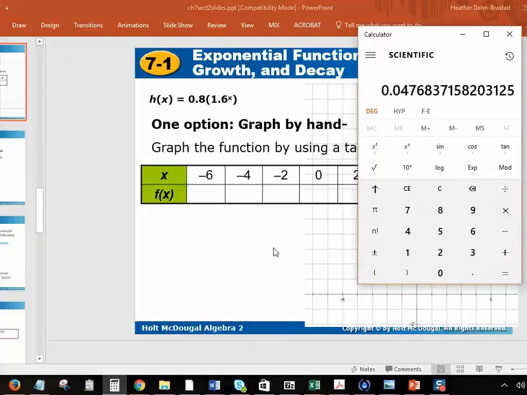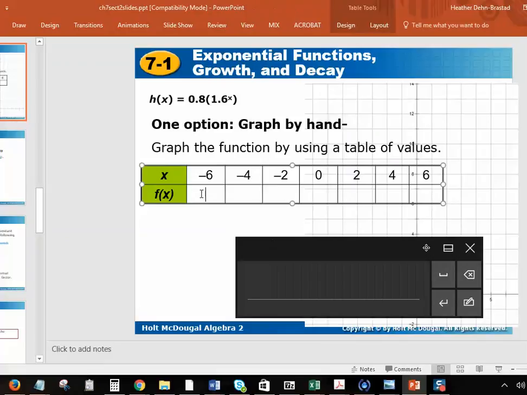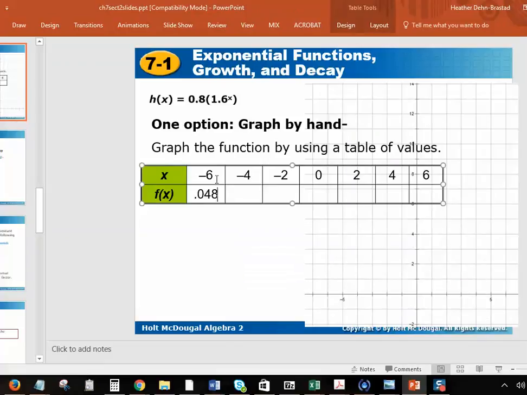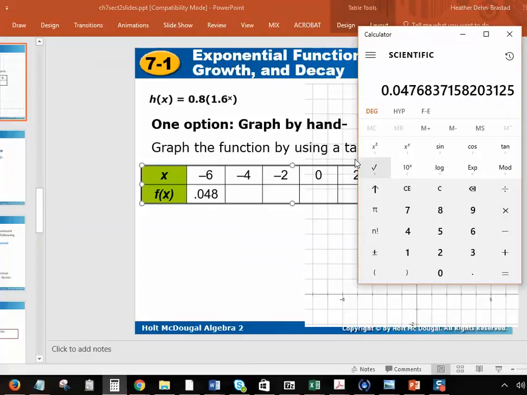Okay, I get 0.0476, so I'm going to round that to 0.048. Let's see if I can get that in there. 0.048. Okay, then I got to get my calculator back for the next one.